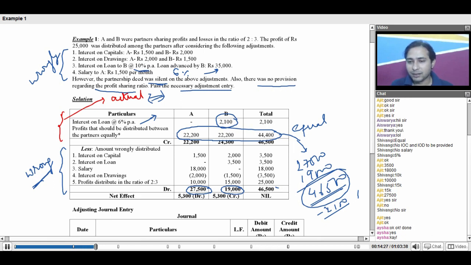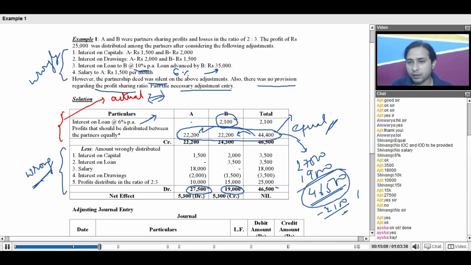Fine. So let's get back to the question. Sorry for interrupting, all of you guys. Let's start with this again. So where were we? Yes, we were here. This was the wrong amount of profit, and this is the interest on loan. If we deduct this, then we get 44,400 as the profit. Since the partnership deed was silent about this and there was no provision about the profit sharing ratio, we are going to simply divide this amount equally between both the partners.